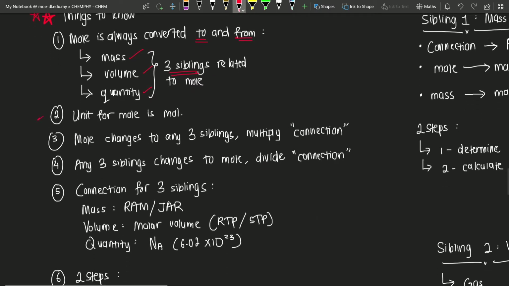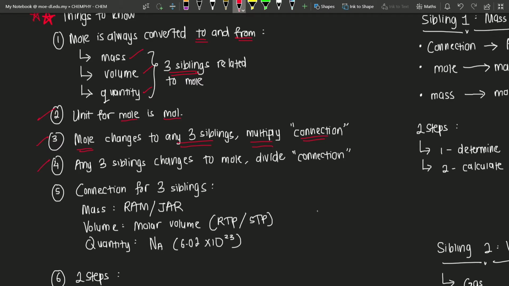Second thing to know, unit for mole is mol, M-O-L. Kalau dalam bahasa Melayu, memang unit untuk mole, M-O-L, adalah mol, M-O-L. So, dia memang tak ada E lah. The third thing for you to know is mole changes to any three siblings, you will have to multiply the connection. Kalau kita ada mole, nak tukar kepada mana-mana tiga sibling, you guys kena darab connection yang ada.